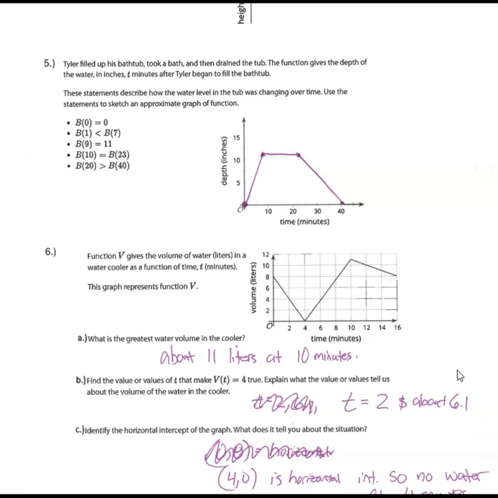And then it's saying that B of 20, an input of 20, will be smaller than B of 40, and that means it's coming down. It didn't necessarily say it came down to 0, but I put it there.